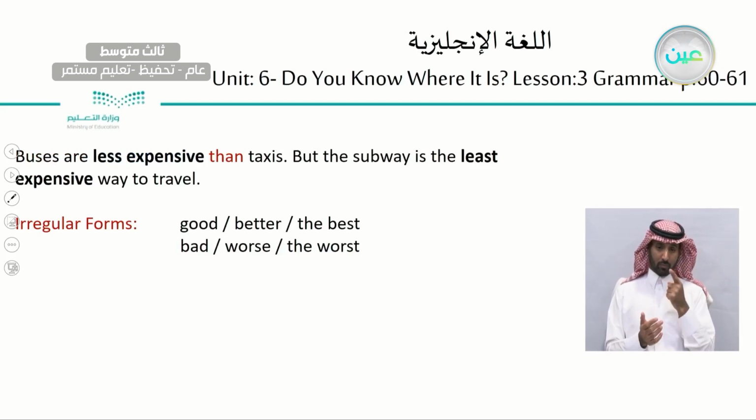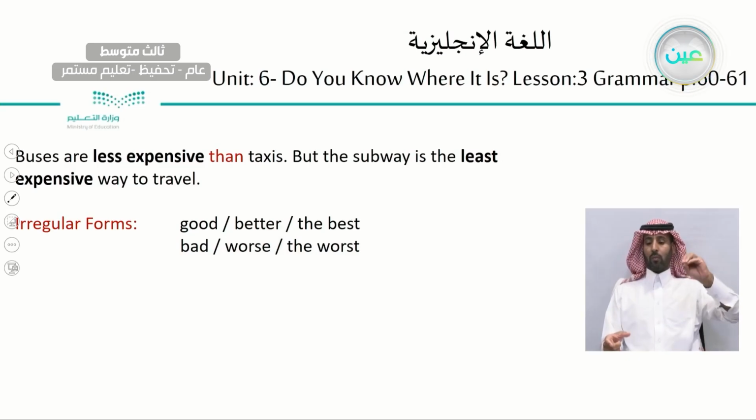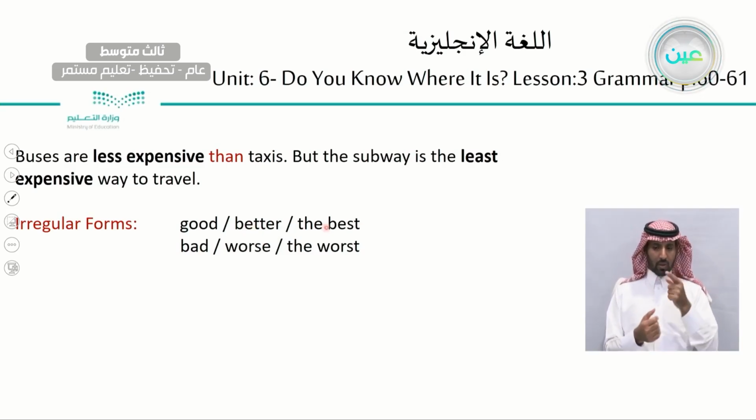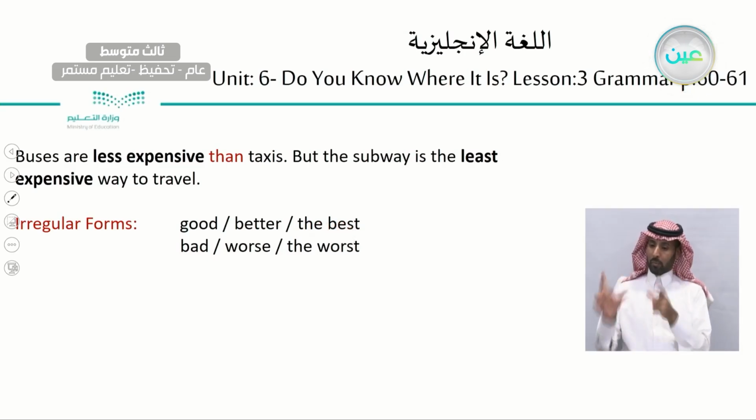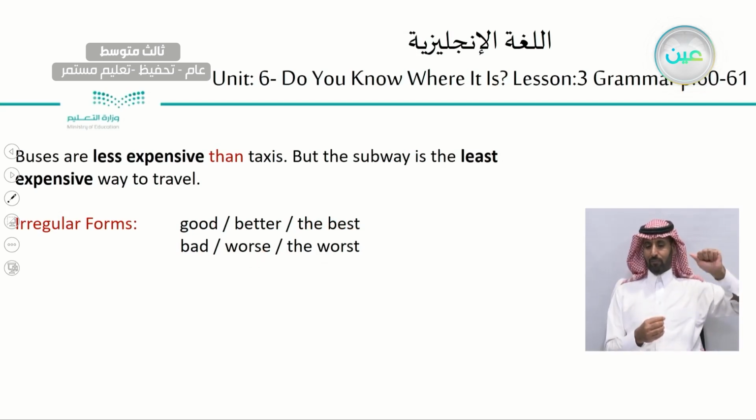Sometimes when we are comparing, we have irregular forms, okay? So we have good. When we are comparing between 2, we say better than, like buses are better than trains, okay? With the comparative. But we can say trains are the best. When we are using the superlative, we use the best. These are irregulars, okay? We have bad, worst, the worst, okay?